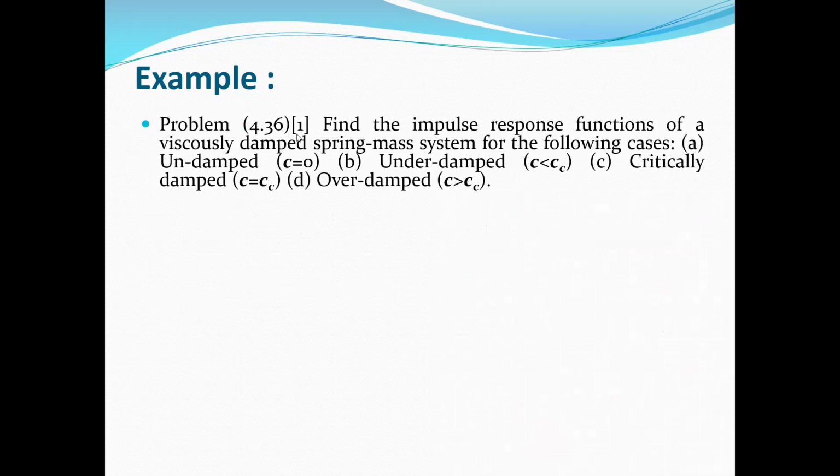Okay, the next example: we want to find the impulse response functions of a viscously damped spring mass system for the following cases. Case A, an undamped system, so the damping ratio and the damping constant are 0. Part B, an underdamped system, so the damping ratio is between 0 and 1. Part C, critically damped, when psi is equal to 1. And finally, an overdamped system, when psi, the damping ratio, is more than 1.